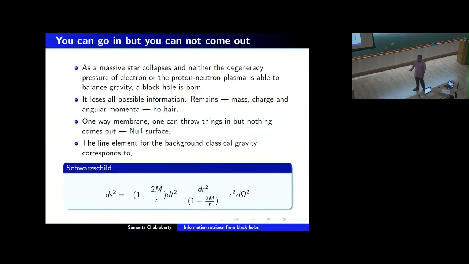So for black holes, you take a massive star that collapses, and at the end, neither the degeneracy pressure of electrons nor that of the proton-neutron plasma is able to balance it, and hence you have a black hole. So it loses all possible information. Only three quantities remain: mass, charge and angular momentum, and hence no hair. This is a one-way membrane; you can throw things in, but nothing comes out, so it is a null surface, and this is the famous Schwarzschild space.